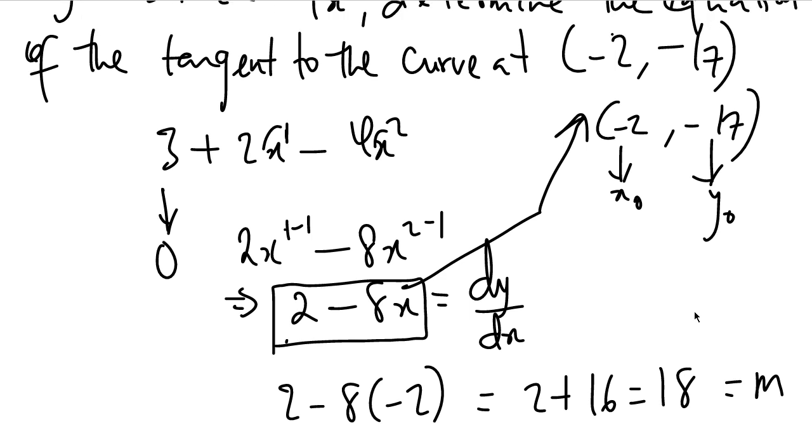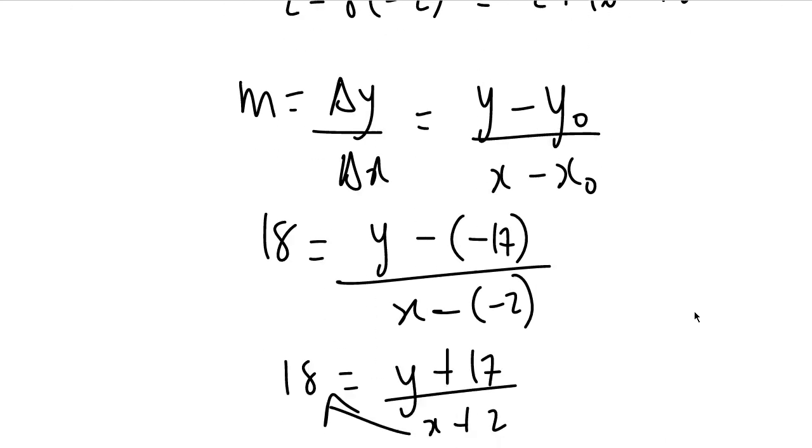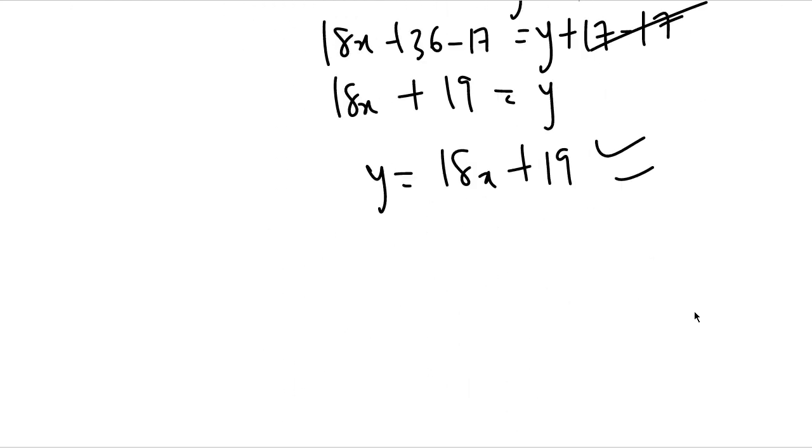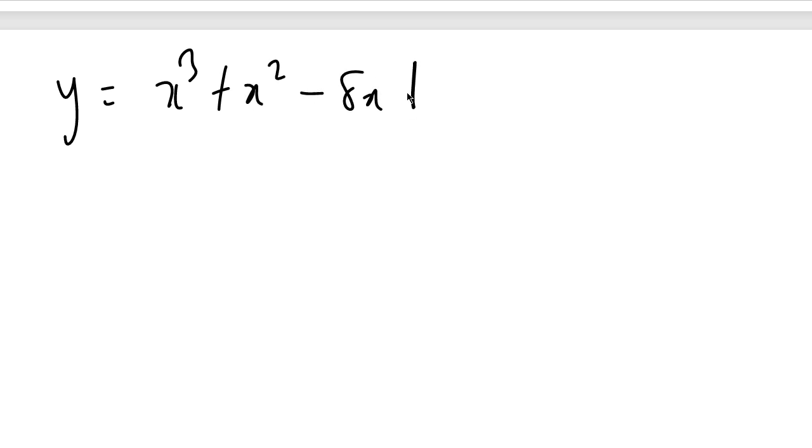passes through exactly one point, which is negative 2 comma negative 17 for the curve y equal to 3 plus 2x minus 4x squared. So with what I just taught, I want you to be able to determine the equation of the tangent of this curve. So let's say I'm given this curve now, y equals x cubed plus x squared minus 8x plus 2, and we are asked to determine the equation of the tangent to the curve at x equal to 1.